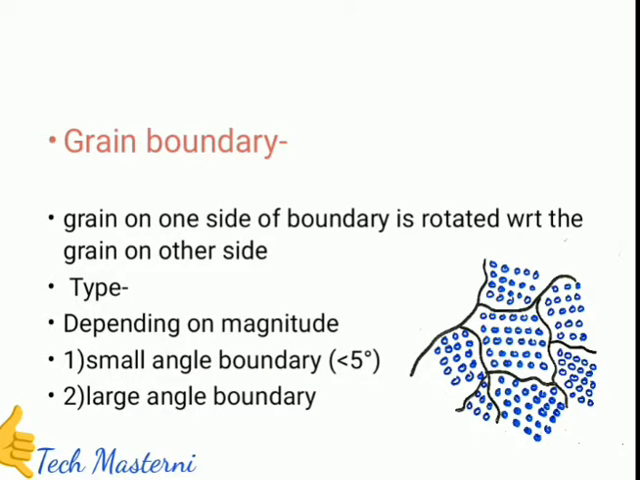So the next type of fault is grain boundary. We know that the whole structure of any material is divided into grains, and the orientation of atoms in each grain is similar, which is different from another grain. But due to this boundary, we have some error. So there are two types of error. First one depends upon the magnitude. When the angle of the rotational boundary is less than 5 degrees, it is called small angle boundary error, and if the angle is more than 5 degrees, then it is called large angle boundary error.